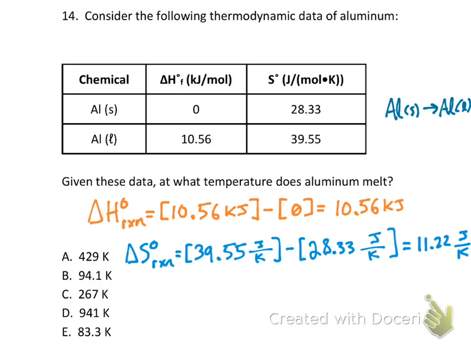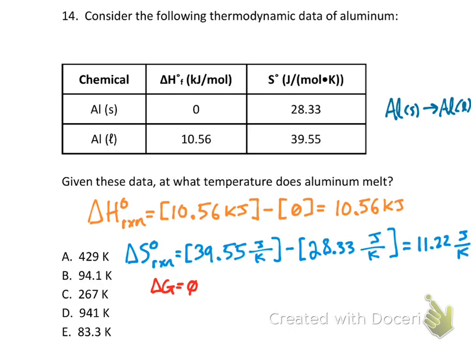Now, we want to figure out at what temperature this becomes spontaneous. So you think about reactions. If they have a negative delta G, they're spontaneous as written. If they have a positive delta G, they're non-spontaneous as written. So the magic number where a reaction goes from spontaneous to non-spontaneous, or vice versa, is where delta G equals 0. That's going to be the temperature where this is an equilibrium process, aka the melting point.